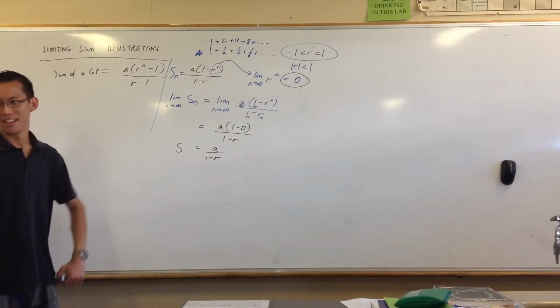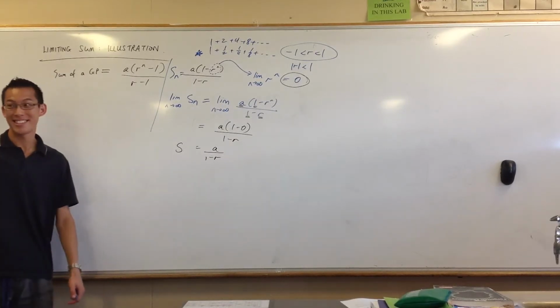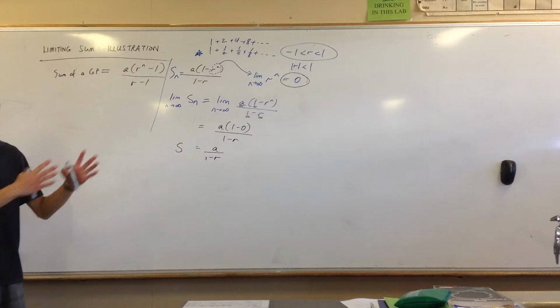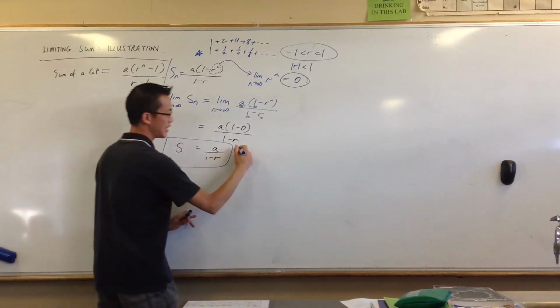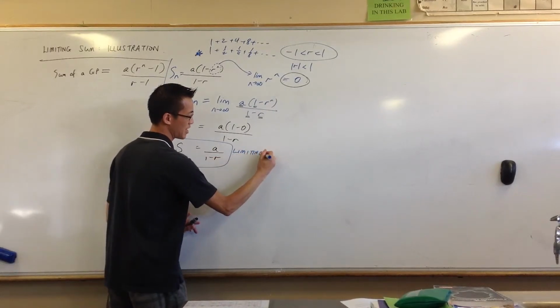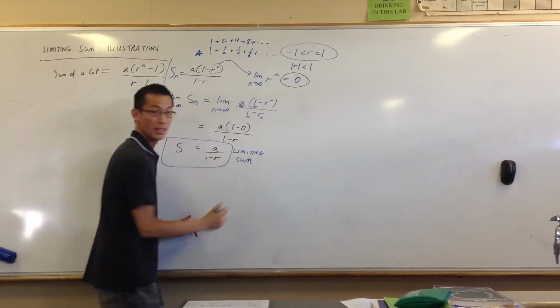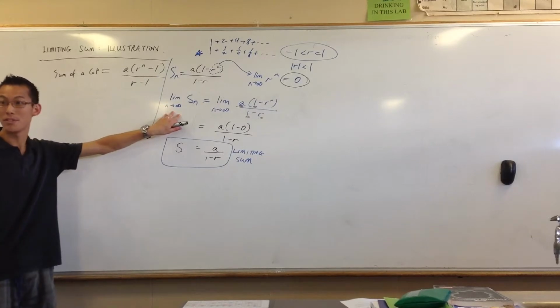They shouldn't. They really shouldn't, for the reason I just said. So this, put a big box around it, this is what we mean by the limiting sum. Can you see why it's called limiting, by the way? Because it has to do with taking the limit as n approaches infinity, right?